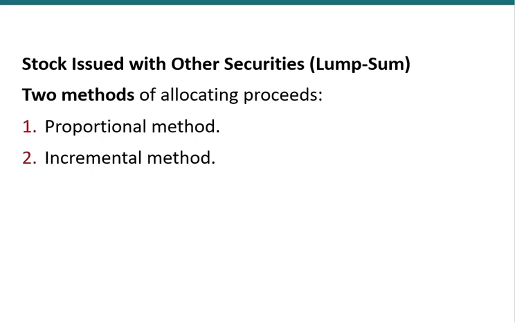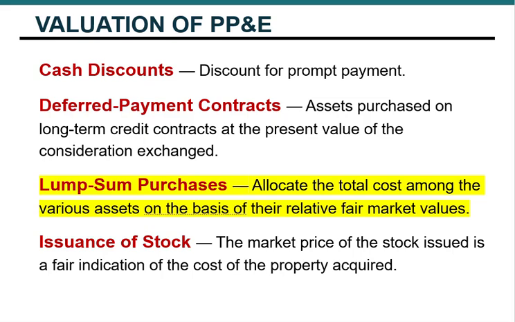These should look familiar. We use these for allocating the purchase price of fixed assets as well as multiple inventory items. Recall from back in Chapter 10, if we had a lump sum purchase of fixed assets, we allocated the total cost among the various assets on the basis of their relative fair market values. Let's go ahead and take a look real quick at the proportional method.